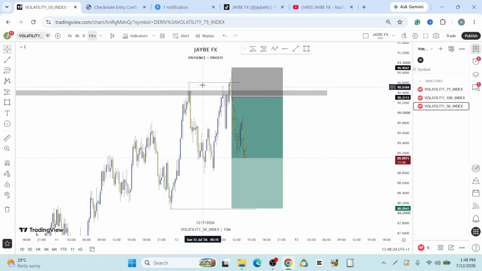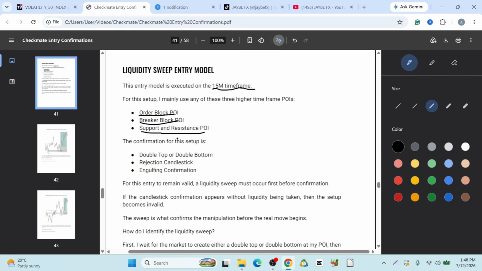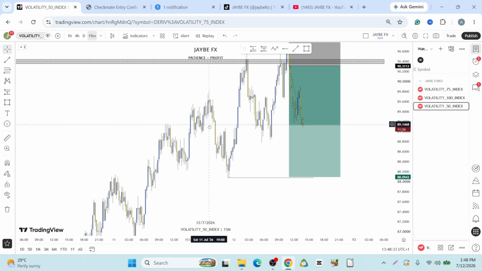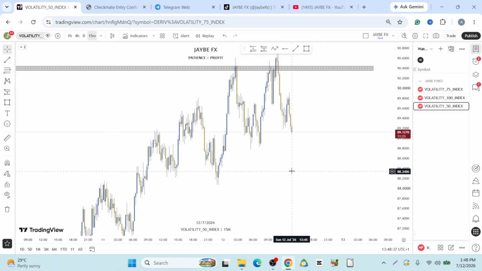So this is a liquidity sweep. What liquidity sweep is this? That's for the support and resistance. What about the order block? Let's see. Okay, I can see a good one here. Let me delete everything here.